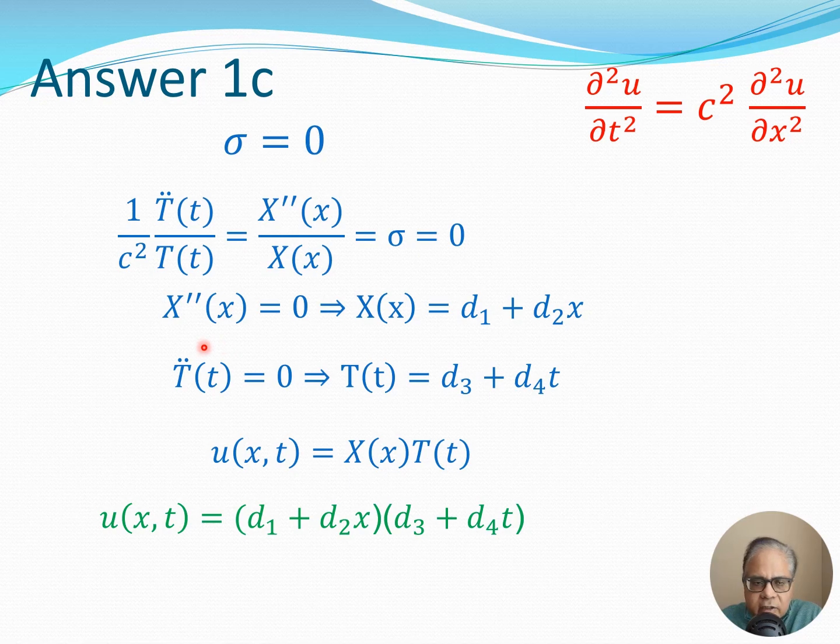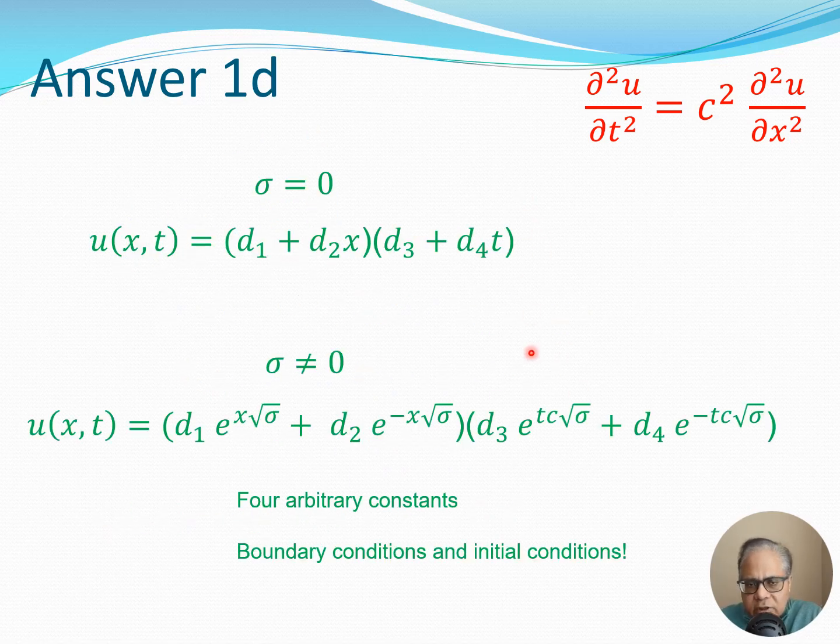So remember all I did here is that I integrated this expression twice, and so I ended up with this here. Now once I get these two expressions I can immediately write the solution here, and the solution is going to be in this form. I'm going to have this function of x here, d1 plus d2 x, multiplied by d3 plus d4 t. Now let us write down both these solutions. For the sigma 0 case, we have u(x,t) given by this expression, and for the sigma not 0 case, we have u(x,t) given by this expression.